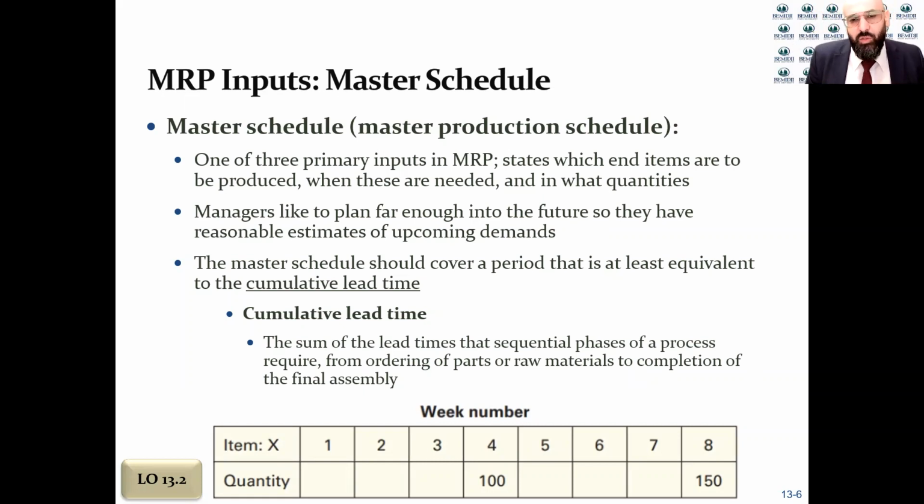And this is one of the 3 primary inputs in the MRP. It states which end items are to be produced, when they are needed, and what quantities. Managers like to plan far enough into the future so they have reasonable estimates for upcoming demands.